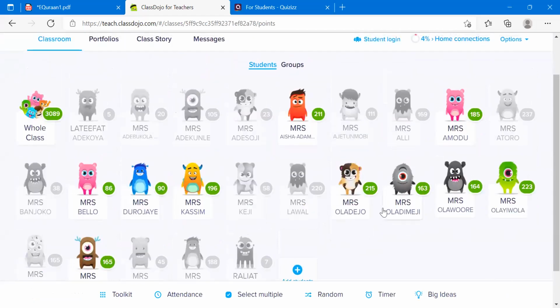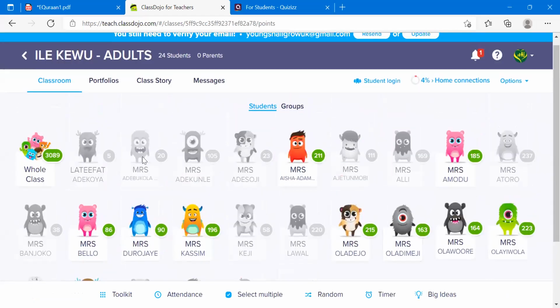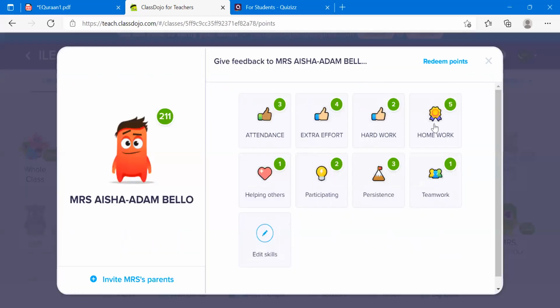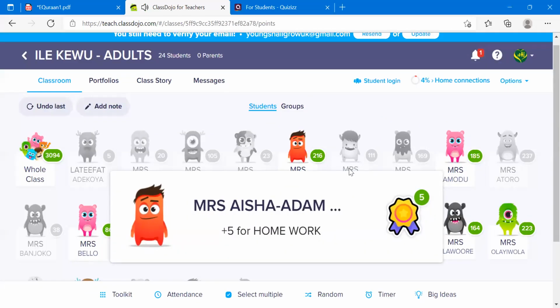Okay, now coming down to class dojo now. 5 dojo. 5 points for me.